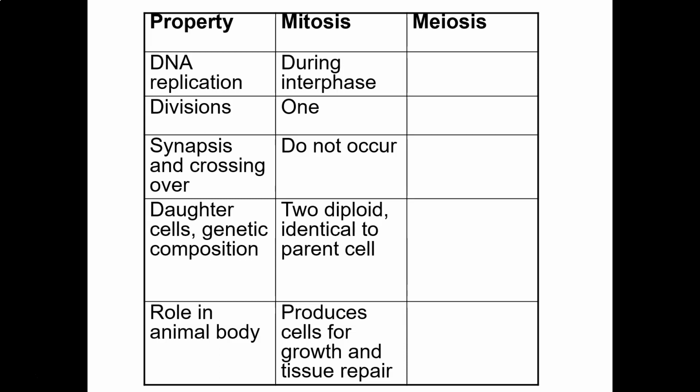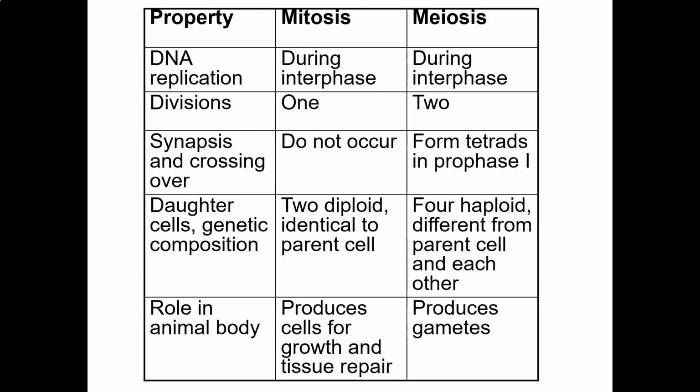How many divisions? 2. There's prophase, metaphase, anaphase, telophase 1, and then prophase, metaphase, anaphase, telophase part 2. So there's 2 divisions. Synapsis and crossing over does occur during prophase 1. And the daughter cells are 4, and they're haploid, and none of them are identical to the parent cell. And the role is sexual reproduction to produce gametes. So here it is filled in.